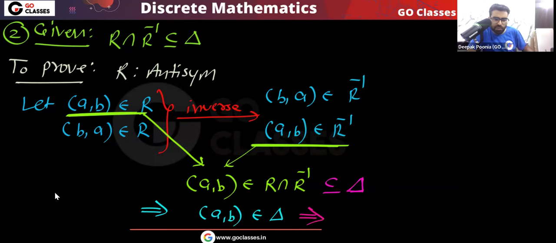But in the identity relation, we have all and only reflexive pairs. So it simply means that a is equal to b. Hence proved.